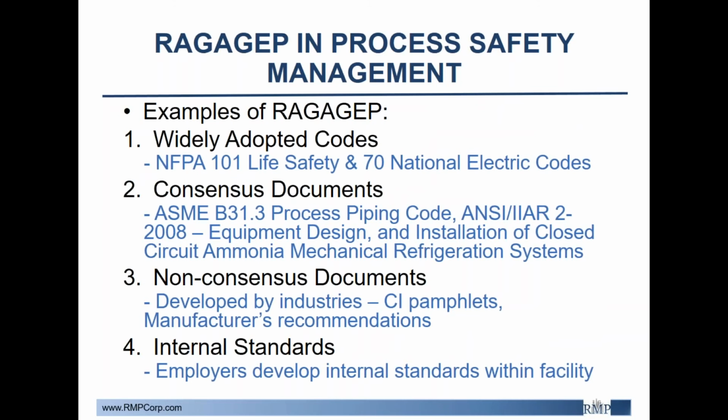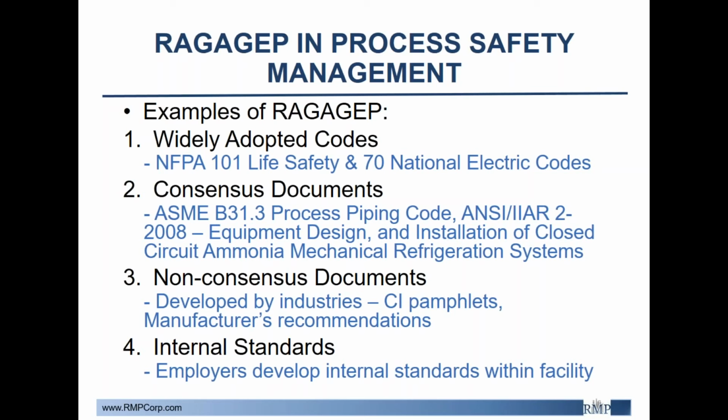Some examples of RAGAGEP that OSHA has provided include widely adopted codes. These are consensus standards that have been widely accepted by federal, state, and municipal jurisdictions. An example would be NFPA 70 or the National Electric Code. These are all codes and standards that are generally recognized as best practice.